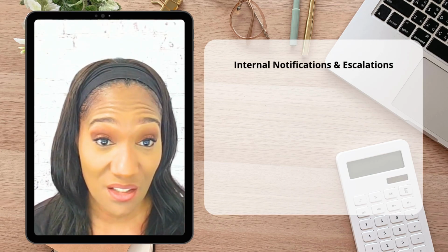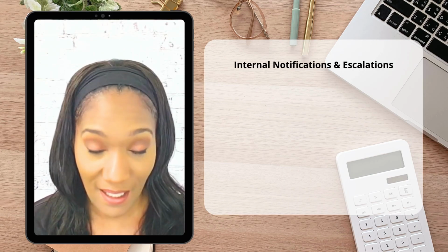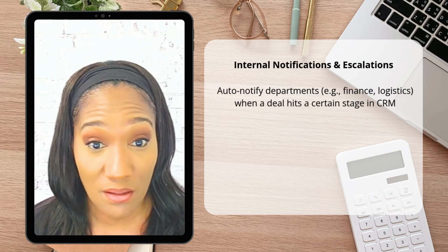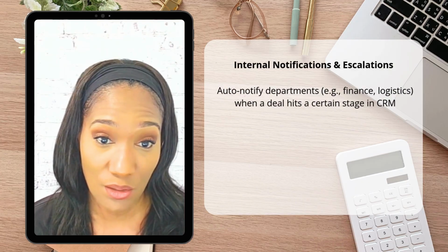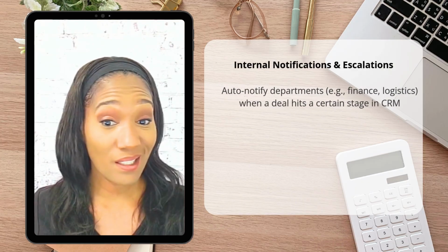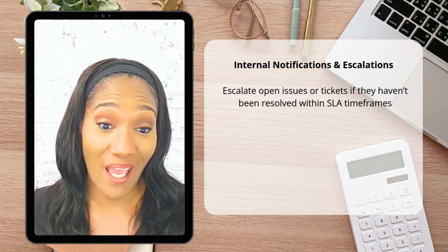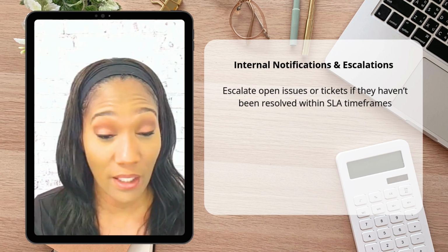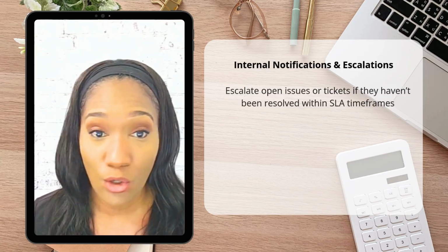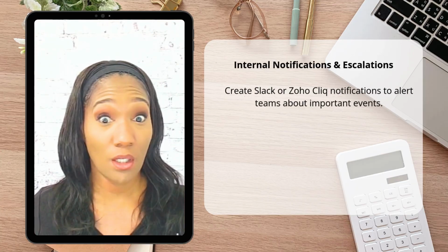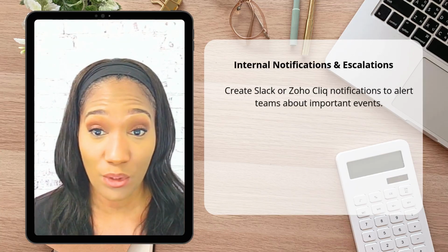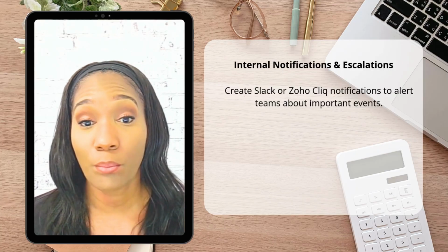Internal notifications and escalations can be automated. You can auto notify departments within your organization when a deal hits a certain stage in the CRM. You can escalate open issues or tickets if they haven't been resolved within your SLA timeframes. You can use Zoho Cliq or Slack. You can use non-Zoho apps in your processes to send notifications to alert your team about important events.